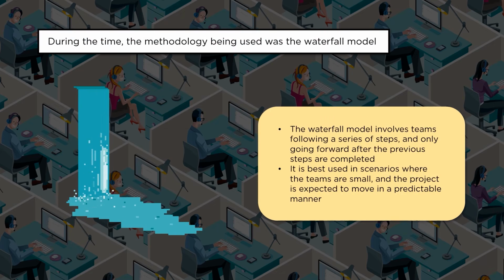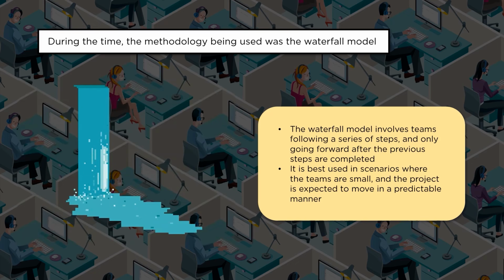Now, how do we address this? What is the waterfall model all about? Why is it difficult for us? The methodology where the waterfall model is used involves teams following a series of steps and only going forward after the previous steps are completed. So there is a wait time involved. Until the previous steps are completed, only then can I move to the next. So it is slower, and it would take a longer duration.